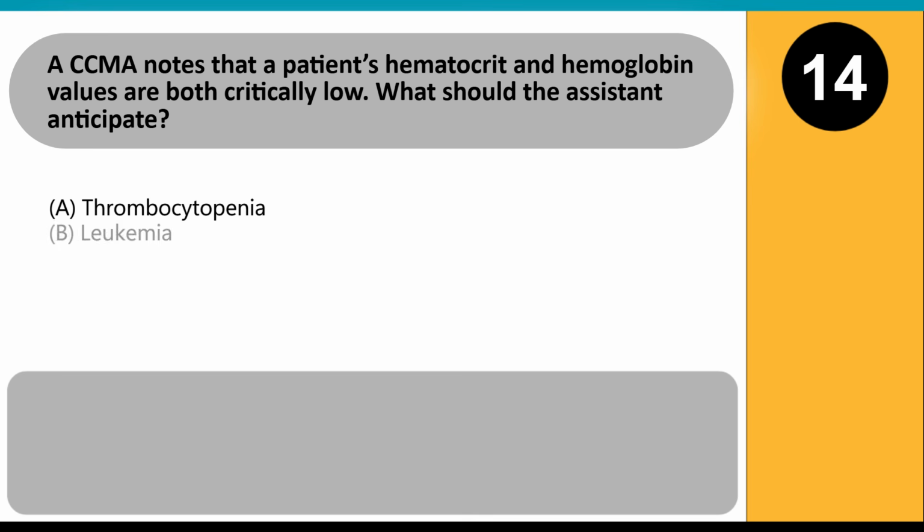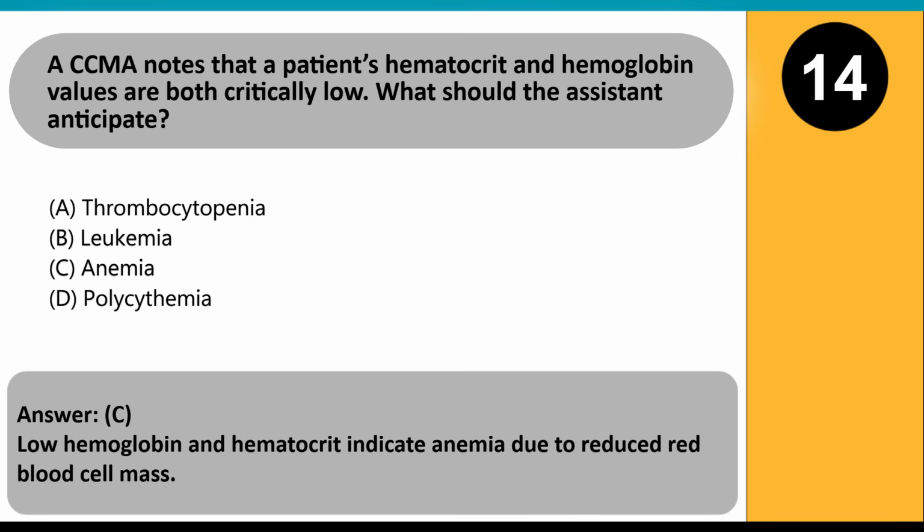A CCMA notes that a patient's hematocrit and hemoglobin values are both critically low. What should the assistant anticipate? A. Thrombocytopenia. B. Leukemia. C. Anemia. D. Polycythemia. Answer: C. Low hemoglobin and hematocrit indicate anemia due to reduced red blood cell mass.